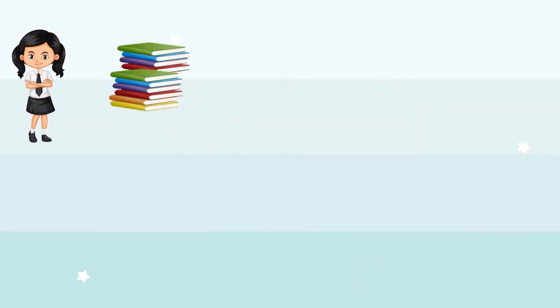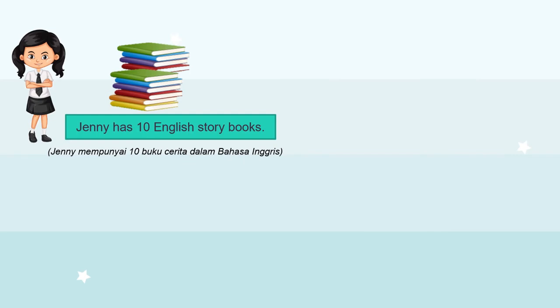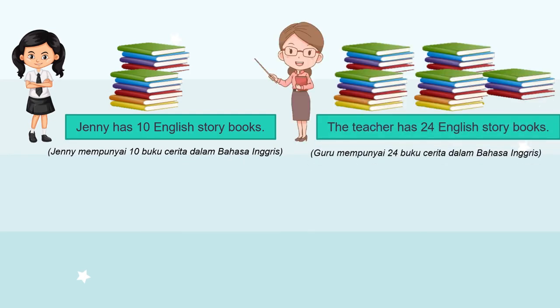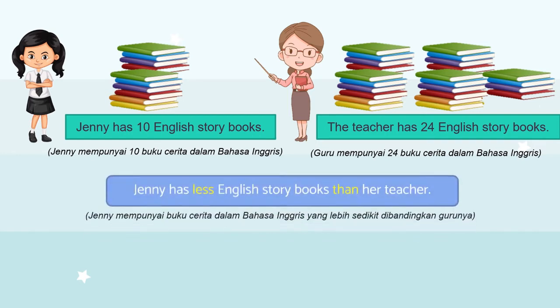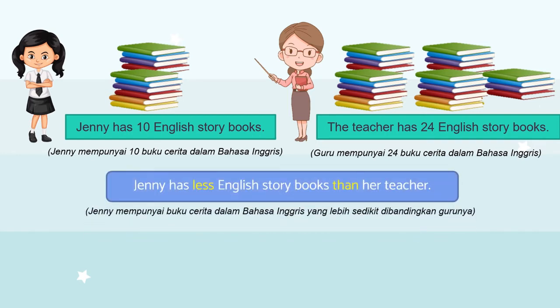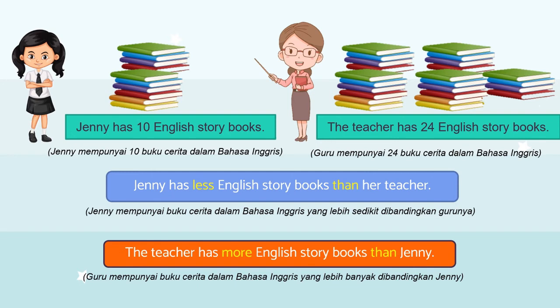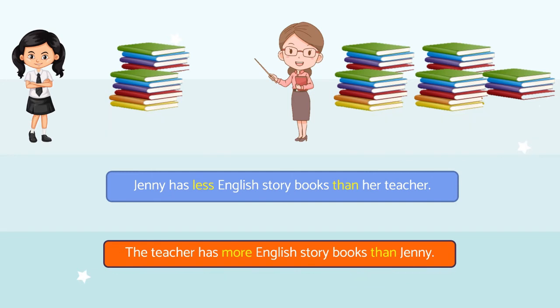Let's see the second example. Jenny has 10 English storybooks. The teacher has 24 English storybooks. We can say Jenny has less English storybooks than her teacher. Or the teacher has more English storybooks than Jenny. Less than and more than are examples of irregular adjectives.